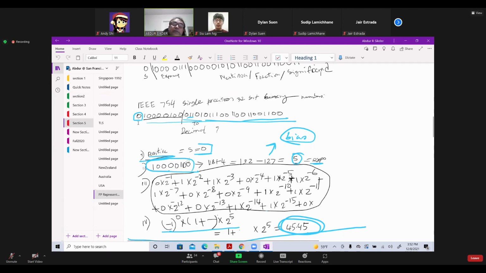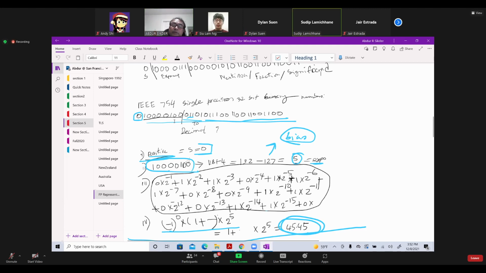So the first bit is a sign bit. If it is 0, then it's a positive number. If it is 1, then it's a negative number. And then for 32-bit binary numbers, the next 8 bits are your exponent, but that includes the bias.